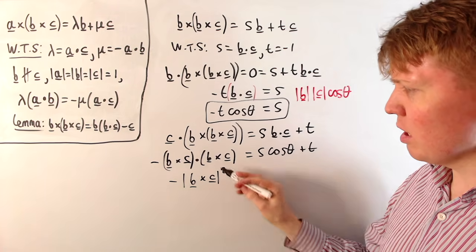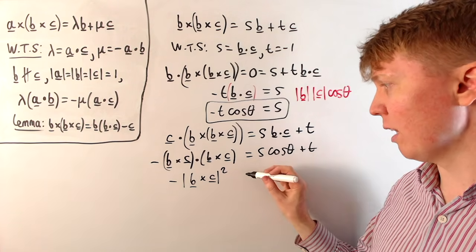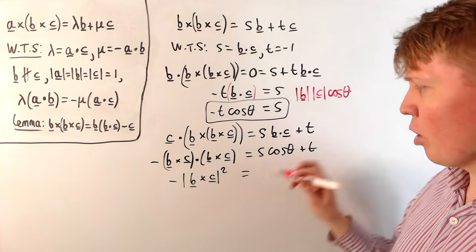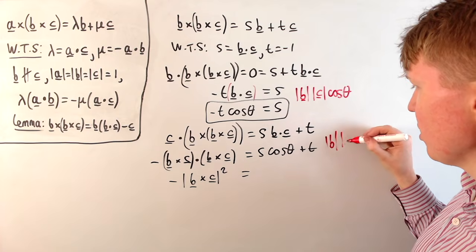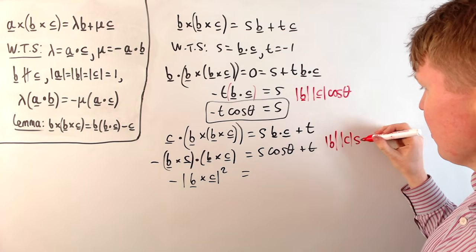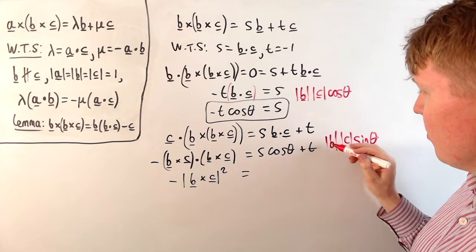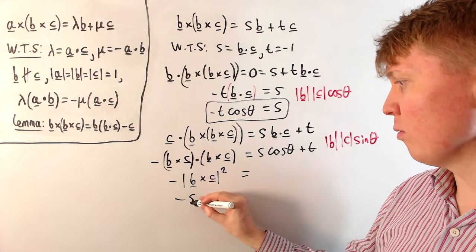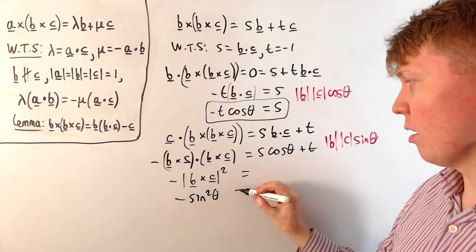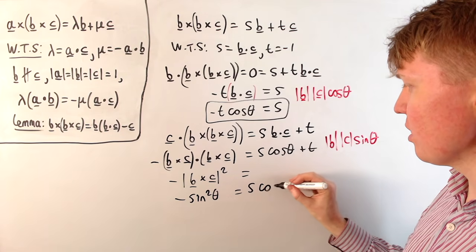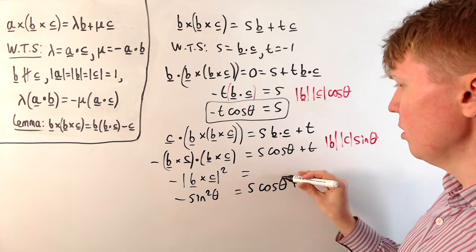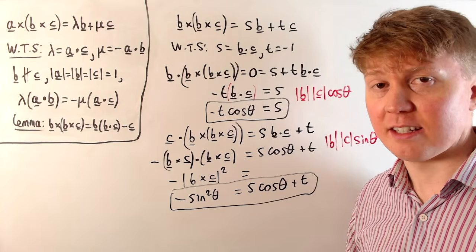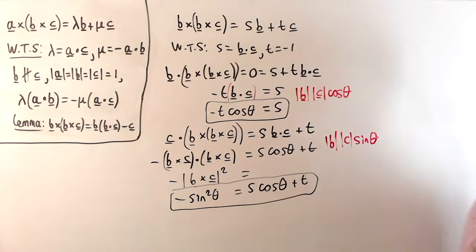And here we can go back to the definition of the cross product as well, which will give us a slightly nicer way of expressing this. So the cross product is going to be the magnitude of b times the magnitude of c times sine theta. But of course the magnitudes of b and c are both just 1. So this just turns into negative sine squared theta is equal to, on the right hand side, s times cos theta plus t. So now we're ready to solve these two equations simultaneously for s and t to prove our lemma.